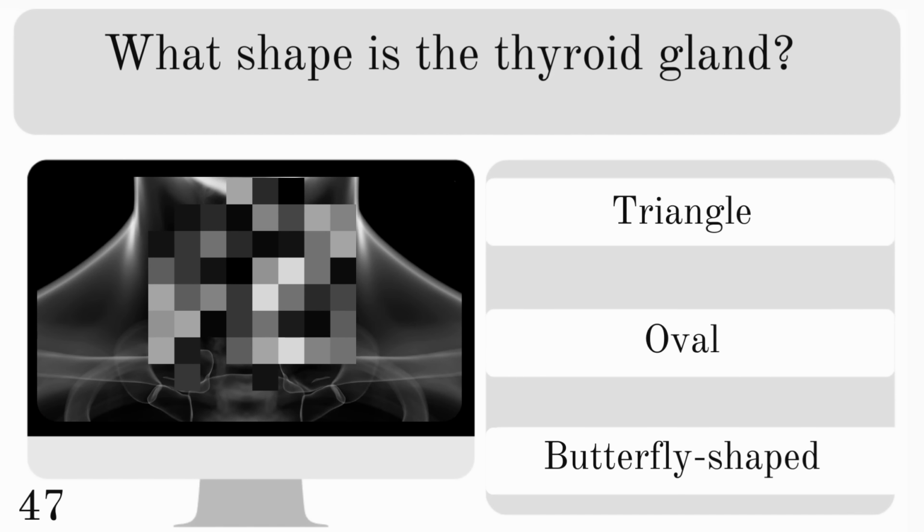What shape is the thyroid gland? A triangle, oval or butterfly shaped? And it is butterfly shaped.